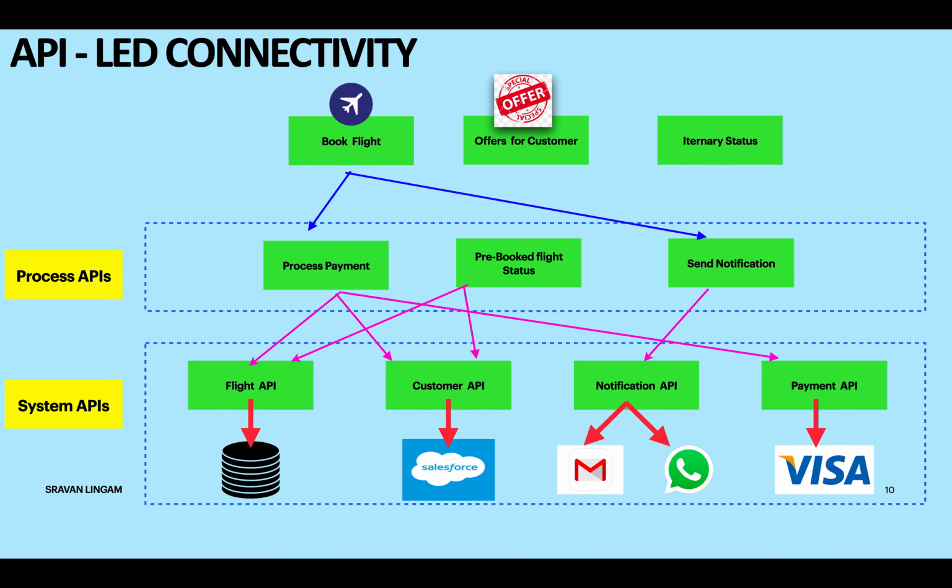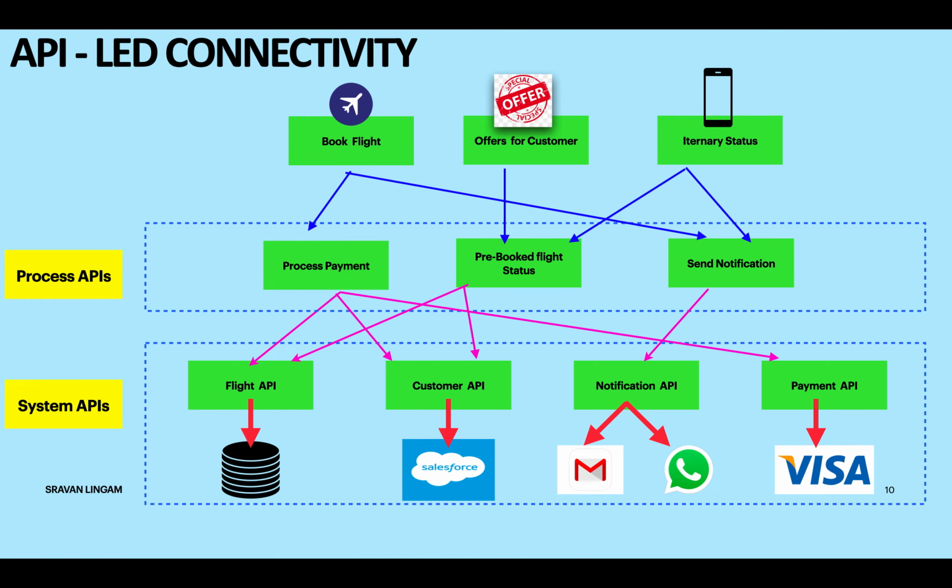Similarly, if the customer wants to check any offers, that will depend upon your previously booked flights, correct? And if you want to check the itinerary status, itinerary status is again for previously booked flights. So the reason we are using the same API for both offers for customer and itinerary status is that both are dependent upon the pre-booked flight status. So even for offers for customer or itinerary status, we are reusing the same API. That is the concept of segregating the APIs, dividing the APIs and putting them under system, process and experience layers, right?